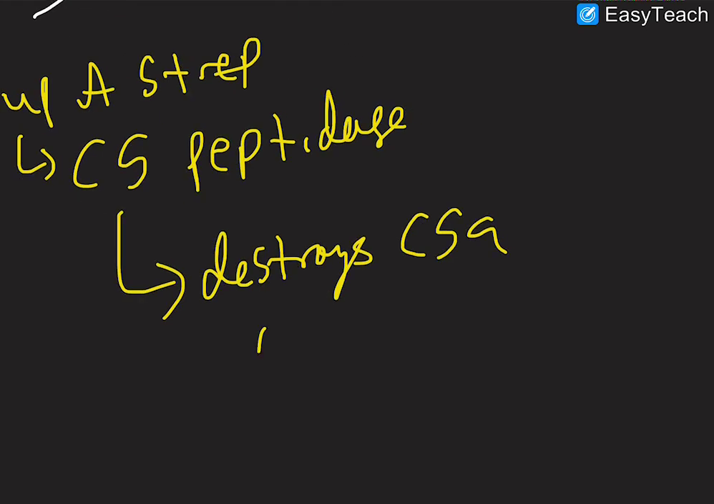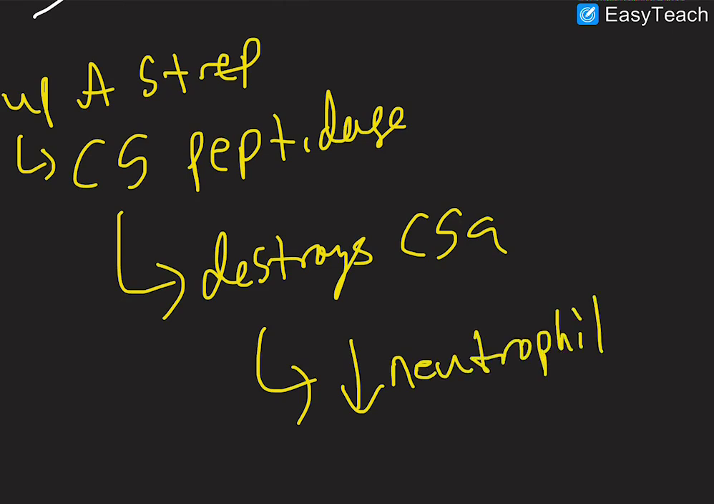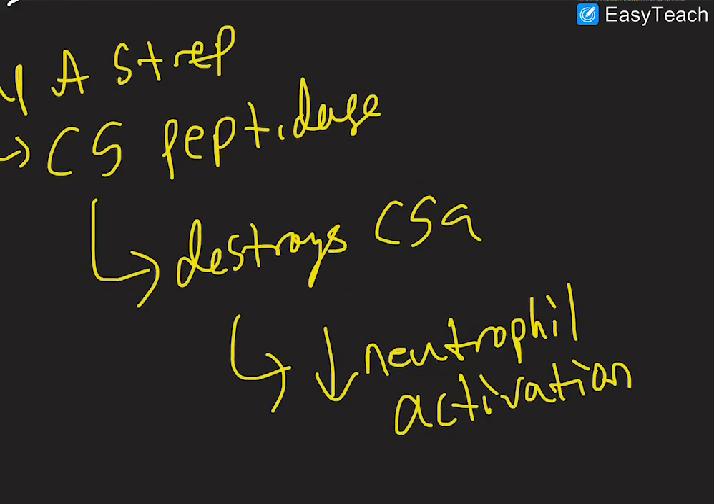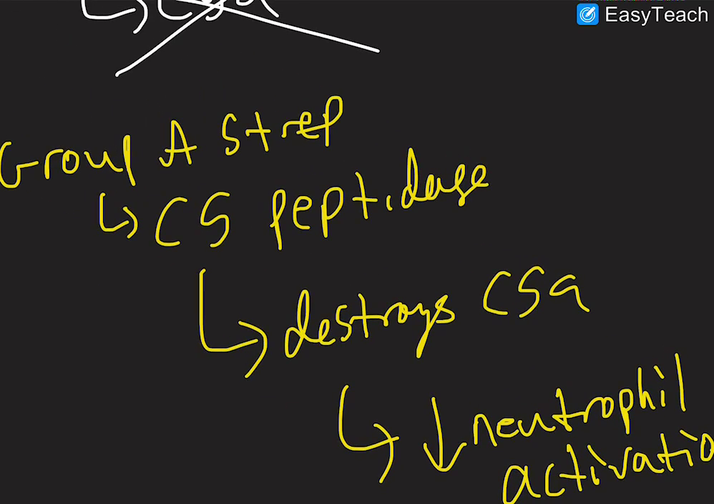C5a. This leads to less neutrophil activation, which means fewer neutrophils will come to the site of infection, which means, of course, this group A strep will continue to infect our cells and increase inflammation. So group A strep has the M protein that can bind to factor H and activate factor H, and it has C5 peptidase that can destroy C5a and lead to fewer neutrophils at the site of infection. All right.